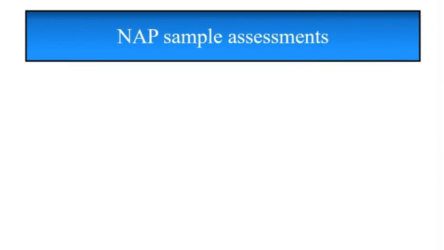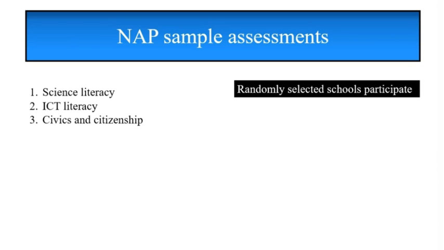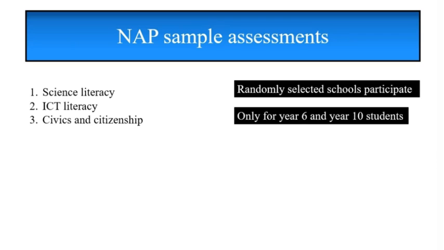Apart from NAPLAN, which is an assessment for English literacy and numeracy, there are 3 sample assessments in the areas of science literacy, ICT literacy, and in civics and citizenship. These are sample assessments. Not every student in the country sits in the assessment. Only randomly selected sample schools participate in it. The assessment is only for Year 6 and Year 10 students. The purpose of the sample assessments is to gather a national snapshot of student performance in these areas.